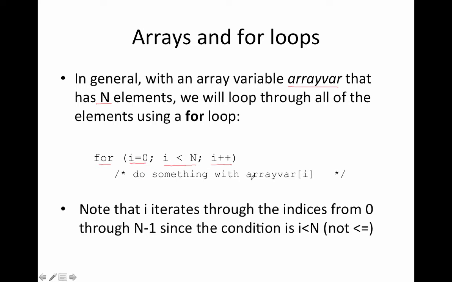And what we're doing in the action of the for loop is something with our array variable, whatever that is called, sub i. So using the loop variable i as the index into the array. So notice that it iterates through the indices from 0 through n minus 1, since the condition is i less than n and not less than or equal. So again, the indices start at 0, and we don't want to include n, because if the array has n elements, the indices go from 0 to n minus 1.